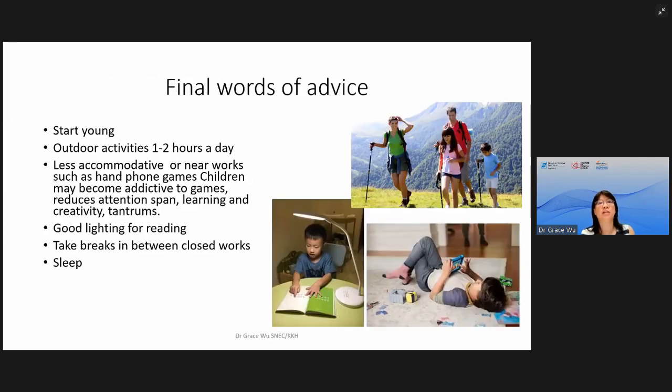And the last but not least, this is my final words, prevention is always better than treatment. Start young, outdoor activities 1 to 2 hours a day, and try to do as little accommodative work as possible. Good lighting for reading, take some breaks in between close work. And sleep is also important too. There is some evidence that the lack of sleep is also associated with progression of myopia.